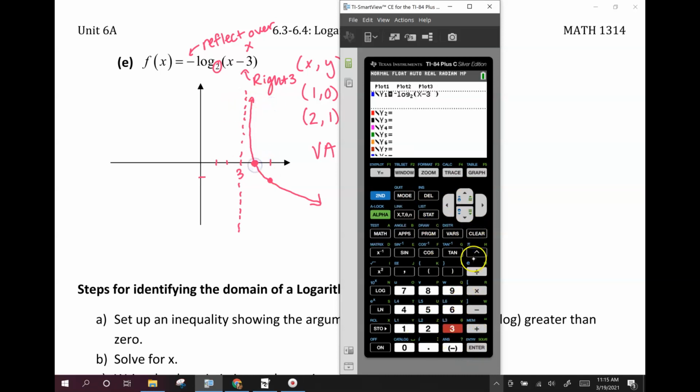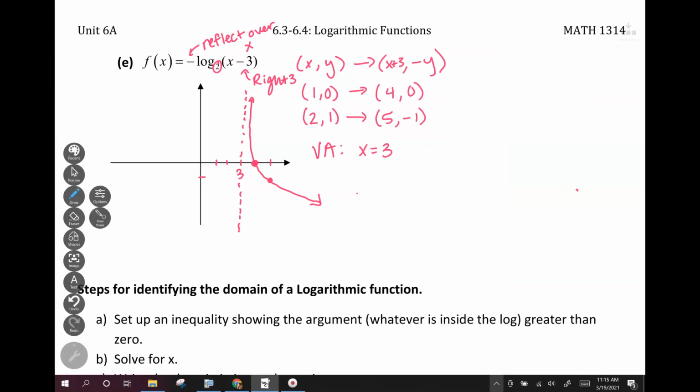X minus 3. And there's the graph. That blue line should keep going up. It's just the calculator stops it because it is such a vertical line that it almost identifies it not as a function, right? So it just stops, but it should keep going. All right.